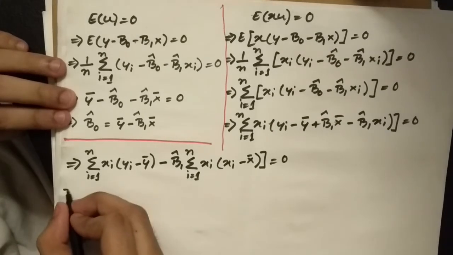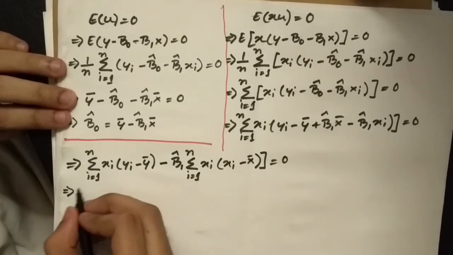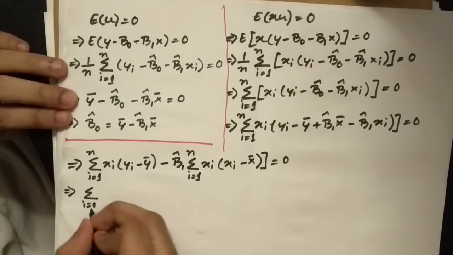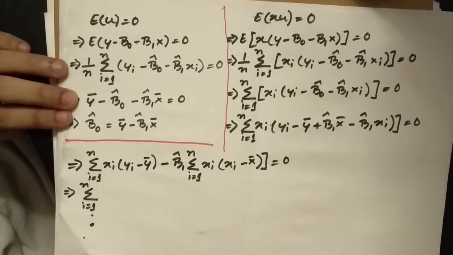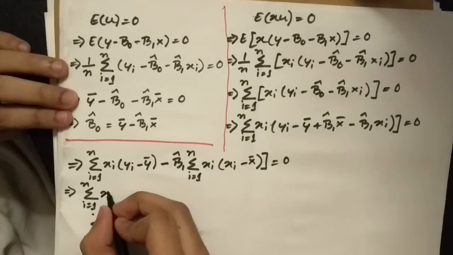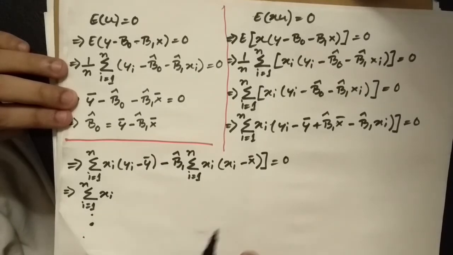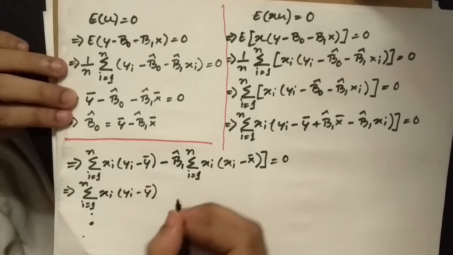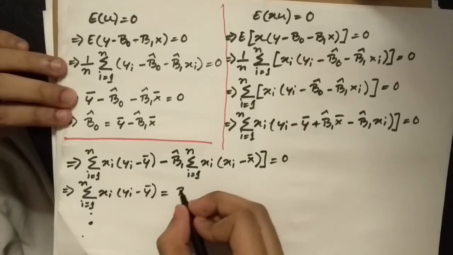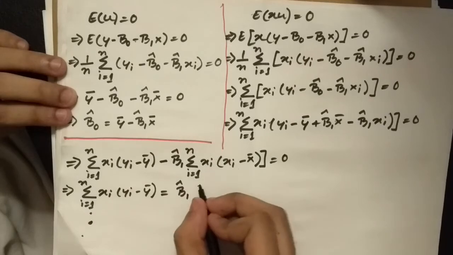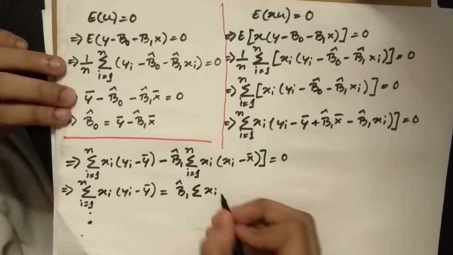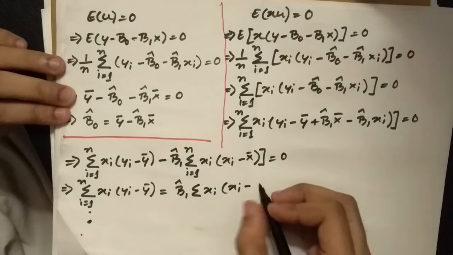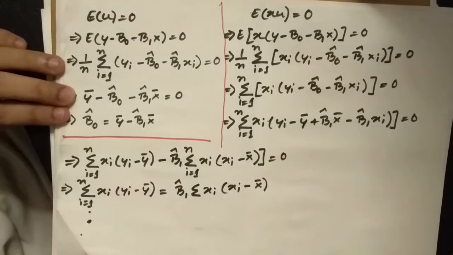So before we do that, let's rearrange this equation again. So we can write this as summation of i equals 1 to n xi (yi minus y bar) equals beta 1 hat summation of xi multiplied by (xi minus x bar), okay?